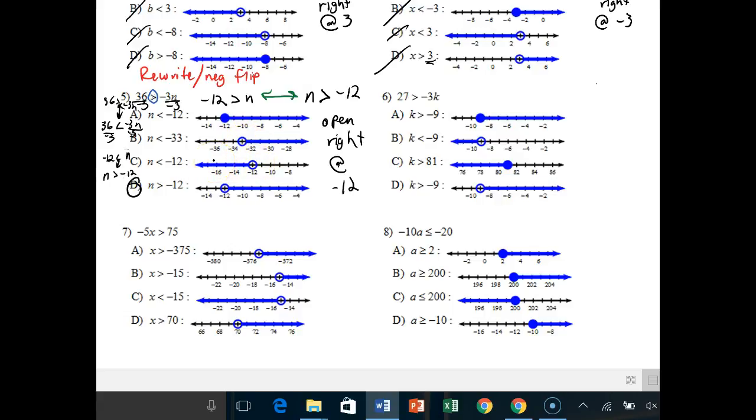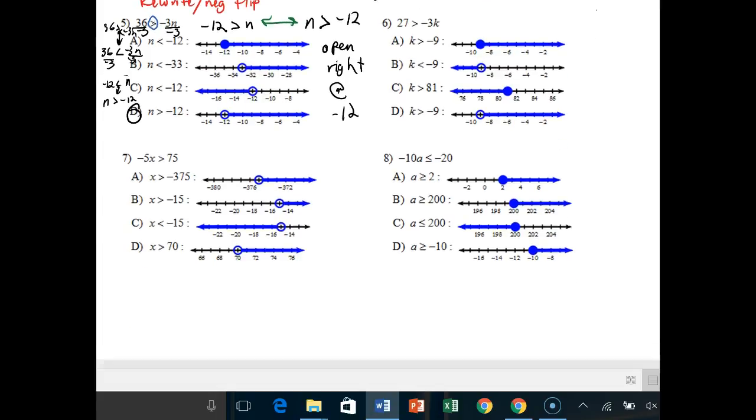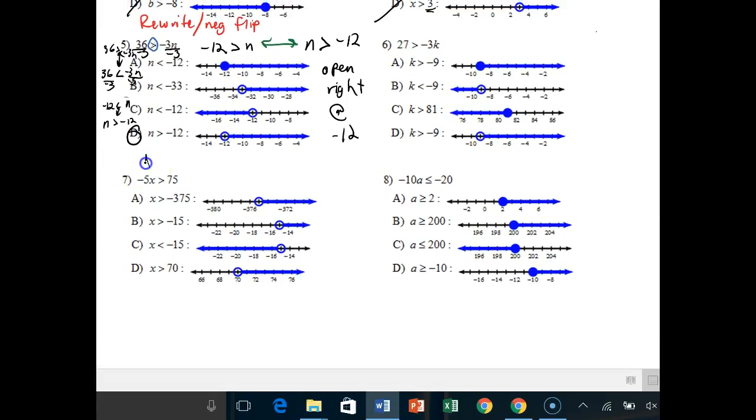All right, I'm going to let you guys do the rest of these here on the front. They're kind of tricky. Here you're going to need a negative flip, so you will have to flip the inequality sign once. Here you'll need a negative flip, so you'll have to flip the inequality once. Here you'll need both a rewrite and a negative, so you're going to basically just lock that one in. Call me if you have questions.